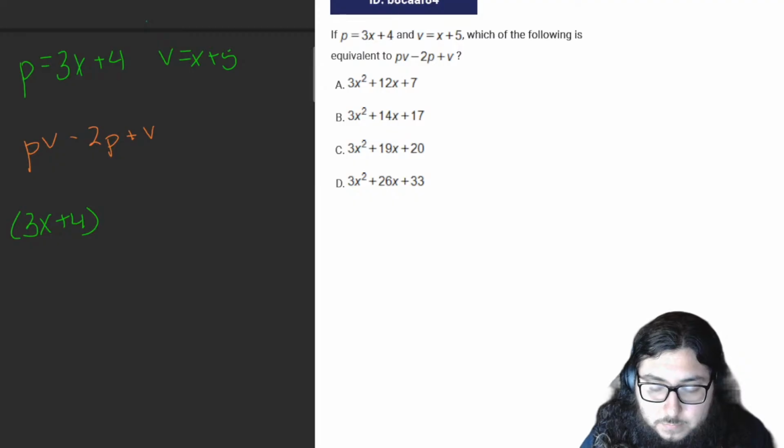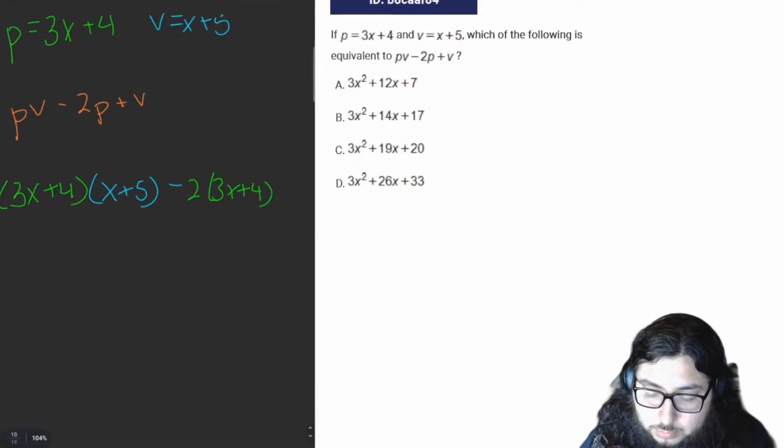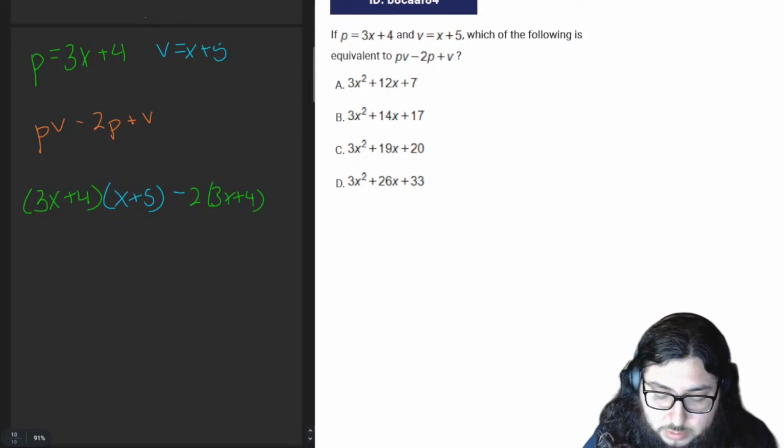Everywhere we see V, in fact, let me change V's color to blue so we can make this a little more clear. Everywhere we see V, we're going to replace it with x plus 5, minus 2 times 3x plus 4, plus x plus 5.